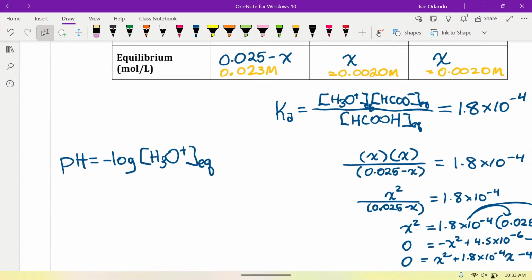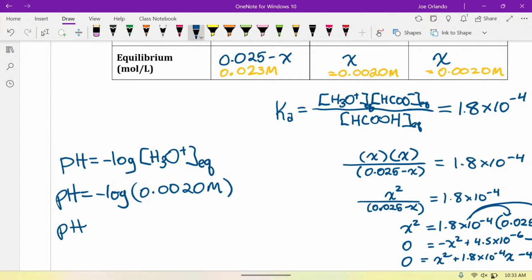We need to take the negative log of the concentration of H3O+. The pH is the negative log of the concentration of H3O+ at equilibrium, which we know to be 0.0020 molar. If that was a 1, this would be 10 to the negative 1, 2, 3, right? So this would be negative 3. It's double that, so this should be negative 2.8-ish. Oh, and not negative because we took the negative. 2 point what? 698. Great. And how many sig figs are we working with here? 2. So it's 2.7. Good.